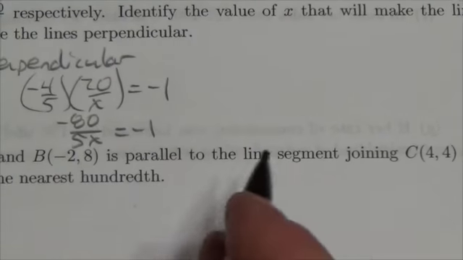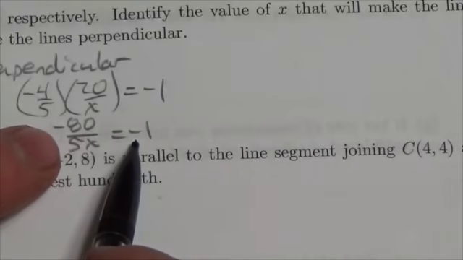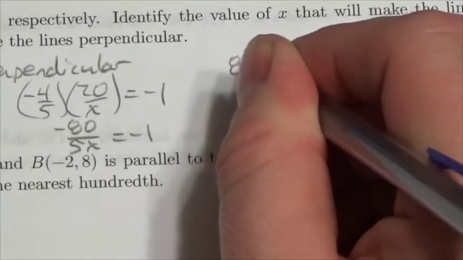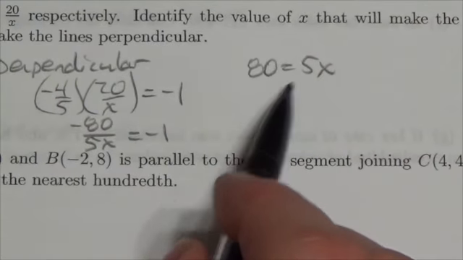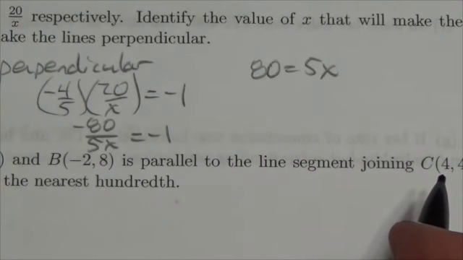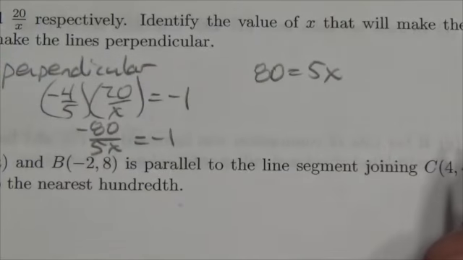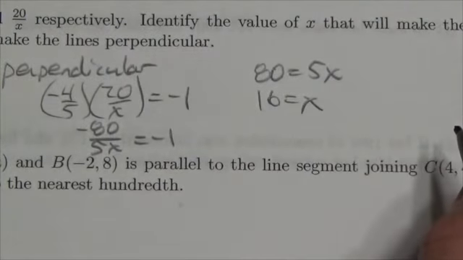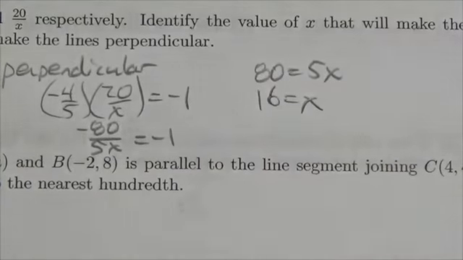And now, there's a couple ways we can do this, but we can cross multiply here if you'd like. Notice that both sides are negative, so we can cancel that negative. And when you cross multiply here, you get 80 is equal to 5x. Okay, and now divide both sides by 5. And what is 80 divided by 5? That's going to be 16. Okay, and so that's the value of x if these two line segments are perpendicular.